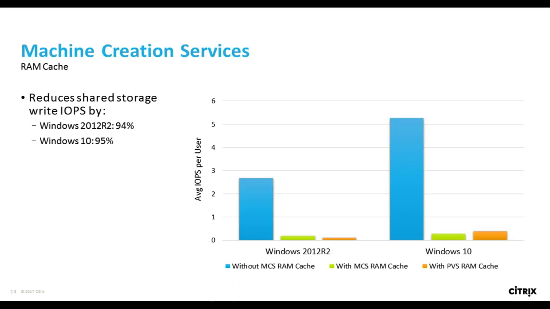I put this graphic in here because I wanted to make sure everyone knew that MCS has the same cache in RAM with overflow to disk functionality that PVS has enjoyed for a while. This came to the on-prem version of our products about a year ago, and Citrix Cloud also has this functionality as of the new year. And you can see from the bar graphs there, the performance and dramatic reduction of write IOPS is on par with PVS. So definitely take advantage no matter which provisioning technology you choose.